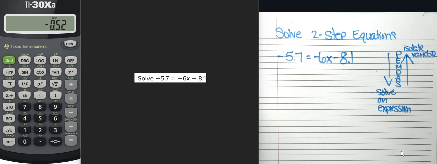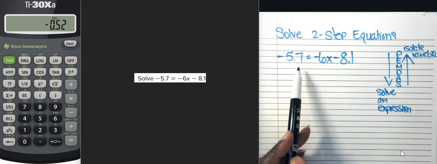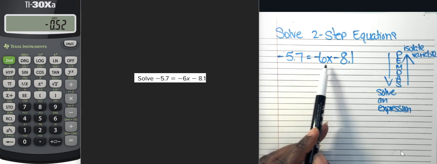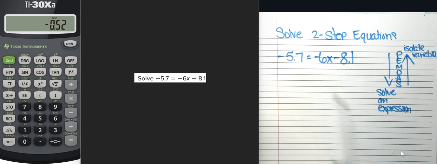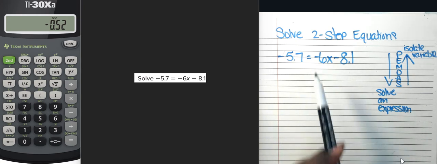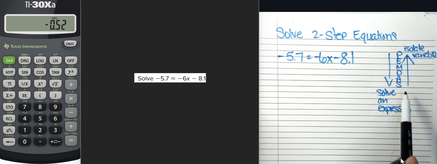All right, so we're going to solve this equation. We're trying to solve for x. So what we have is negative 5.7 is equal to negative 6x minus 8.1. And so what we need to do is isolate the variable. And if we're isolating the variable, remember we're going to use PEMDAS, but in reverse.